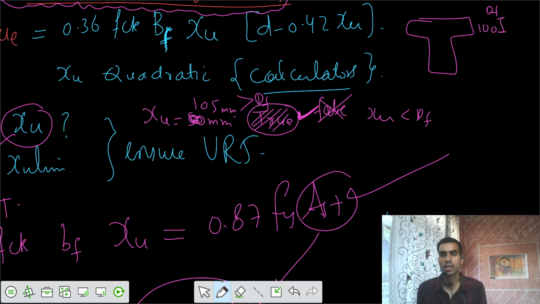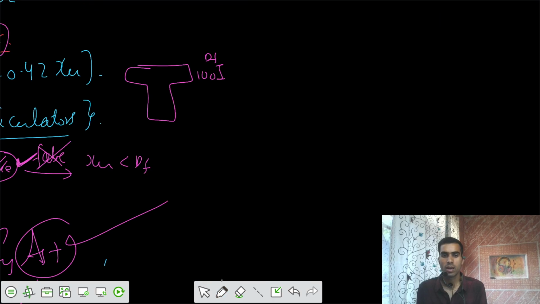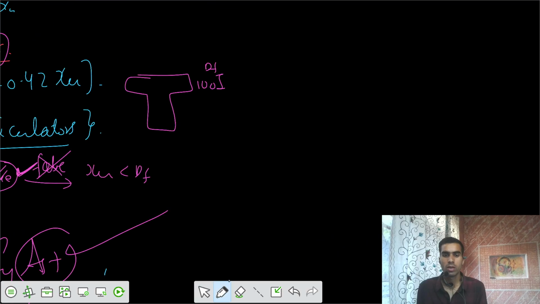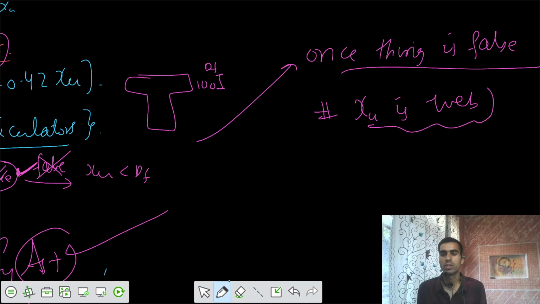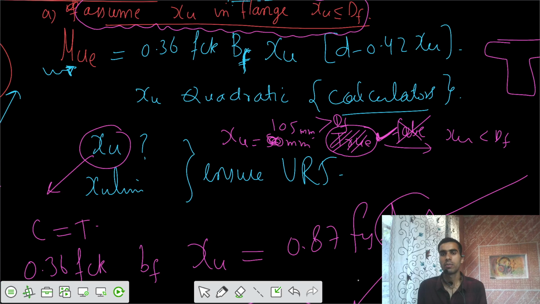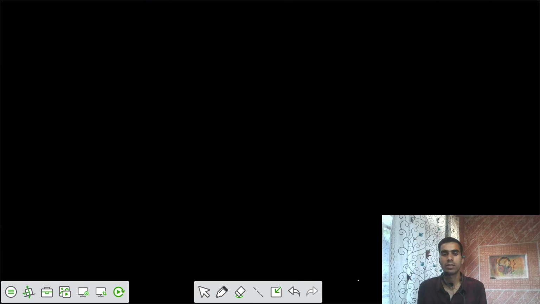Once the assumption is false, you have to go for the second case. You have to take the second case, that the neutral axis is in the web portion. So that's your second part.